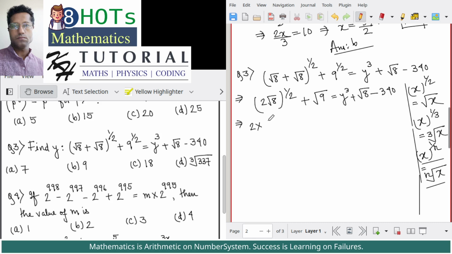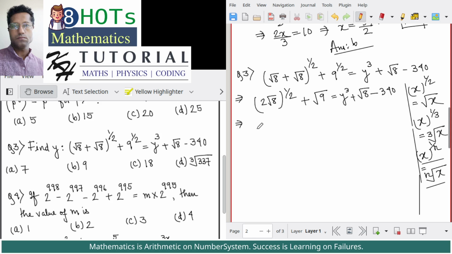Root 8 is root 4 multiplied by 2. So I think 8 is 4 multiplied by 2. Now, let me see what happens if I convert this as a power of 2.